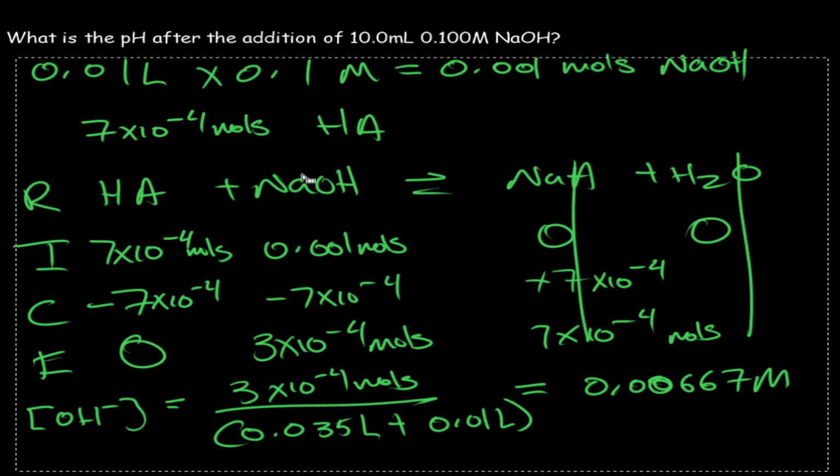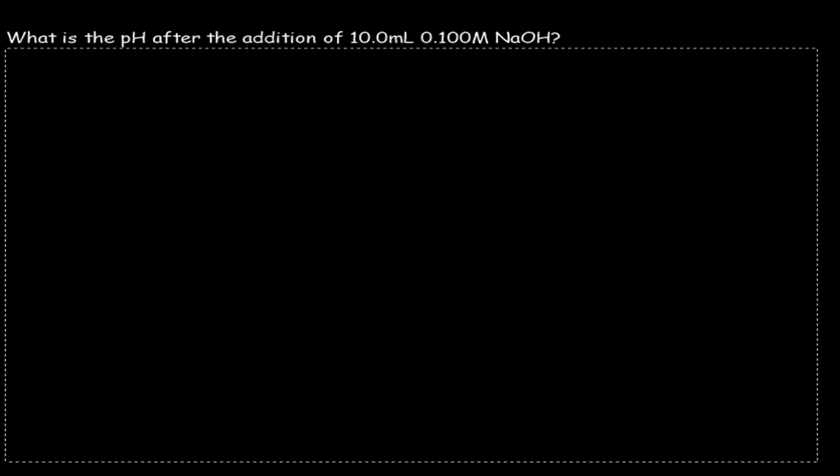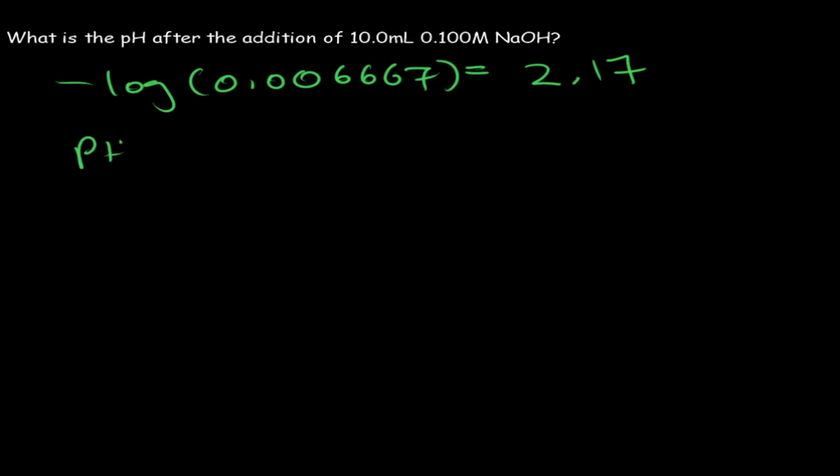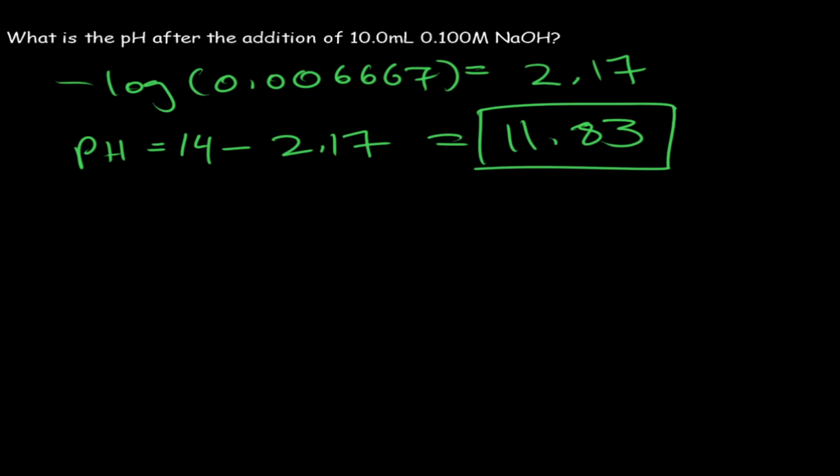So how do we calculate our pH? All we have to do is the negative log of our OH value, and then 14 minus that will give us our pH. So the negative log of 0.006667 gives us a pOH of 2.17. So our pH would be 14 minus 2.17. This gives us a value of 11.83. So we can see now that we have an excess amount of sodium hydroxide, we have a very strong base left in our flask. So our pH is going to be much higher than at the equivalence point. It's going to sharply increase because now we have a strong base, and the contribution of a strong base to the pH is very significant.